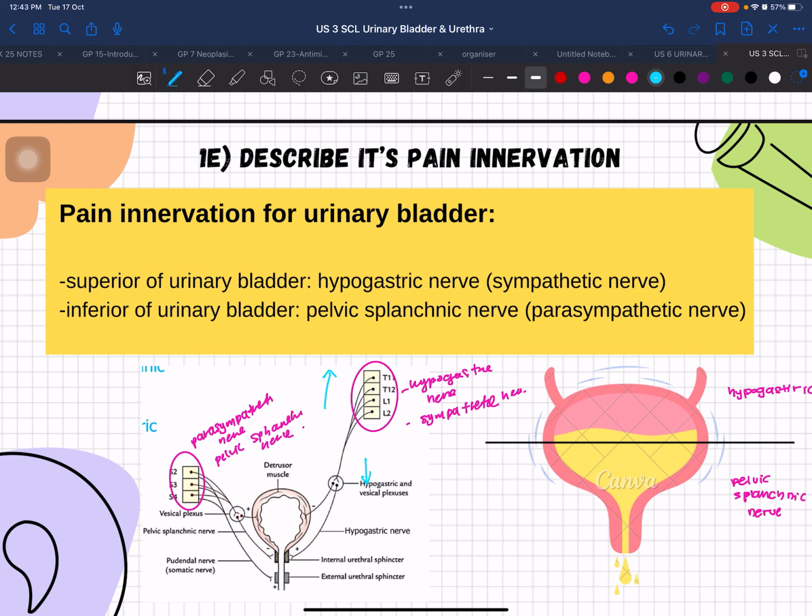Contoh pain apa dia? Contoh sakit yang dibawa oleh dia, apa dia? If your bladder is up to the maximum level, dah penuh dengan urine, what do you feel? Painful? Pain, yes. Ni lah dia yang dibawa tu. Kau tak tahu dia rasa pain. That pain actually is detected by afferent fibers of the autonomic nervous system.